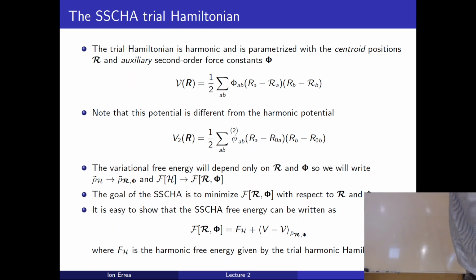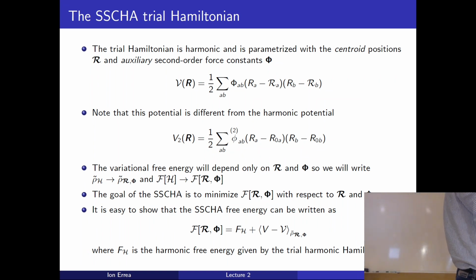Again, to be clear, these are different from the harmonic potential that Francesco presented. What is the difference? These centroid positions are not necessarily the positions that minimize the Born-Oppenheimer potential. They may not be. For us they are trial parameters that we will use as minimization variables.